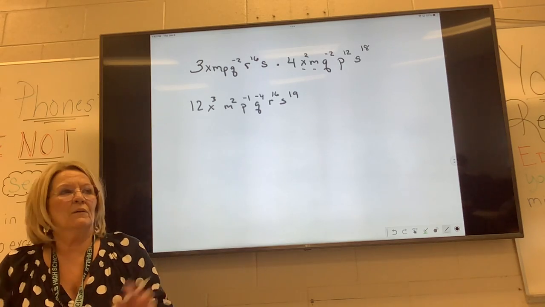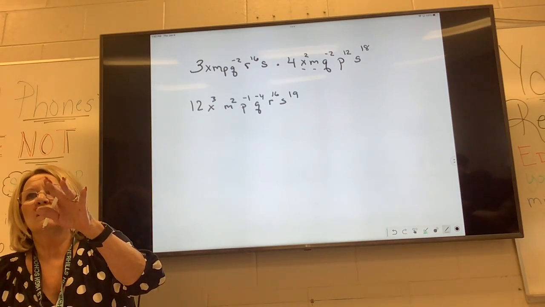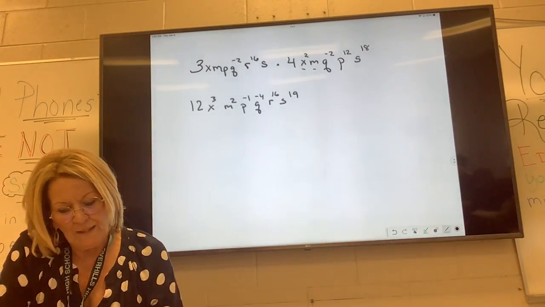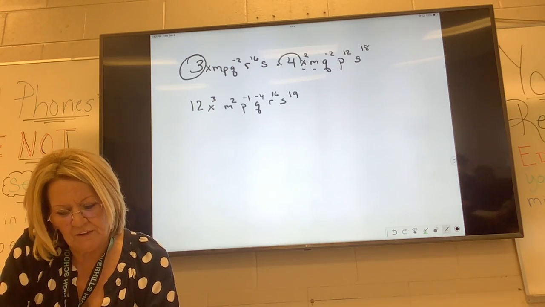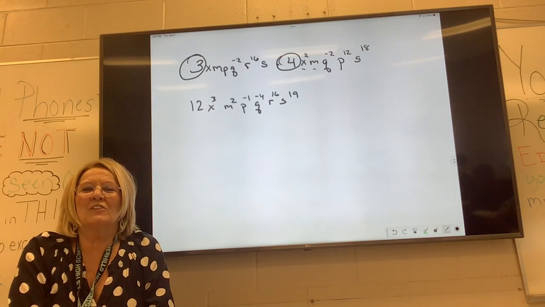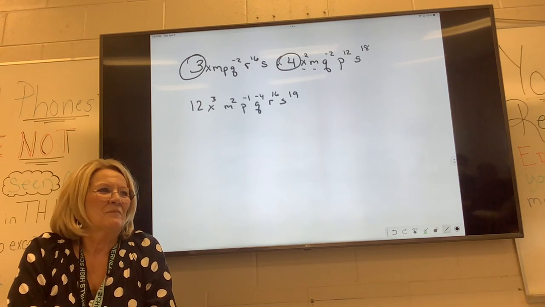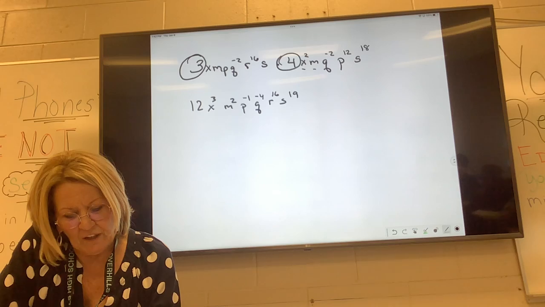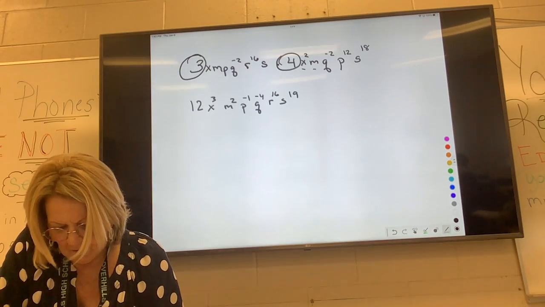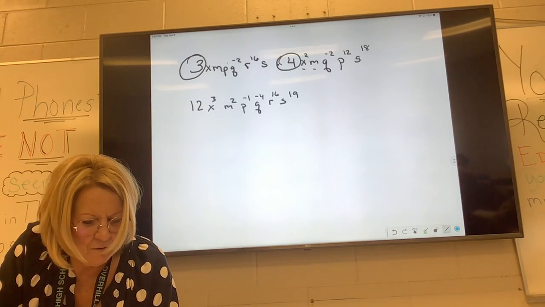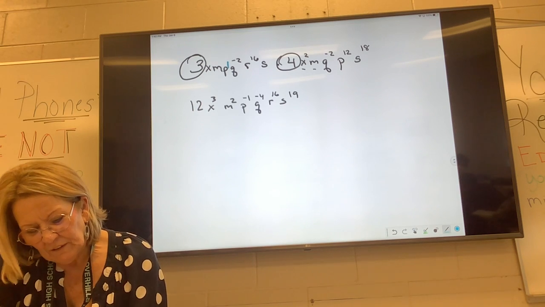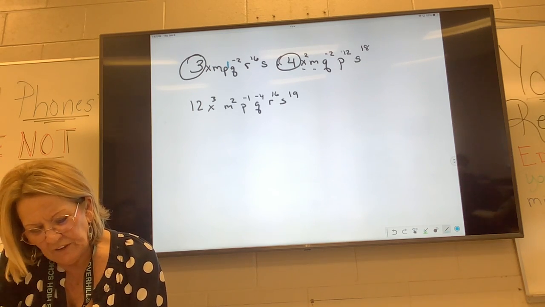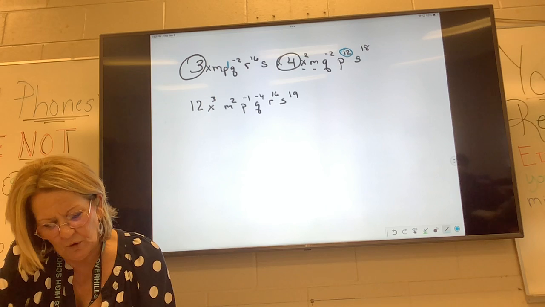I put 13 in mine. Why is it in front of the X? Because you have to multiply the 3 and the 4, the coefficients. You got 13 for P? For P, you've got a 1. I put 12 in my P. You have a 1 there and a 12 here, and 12 and 1.